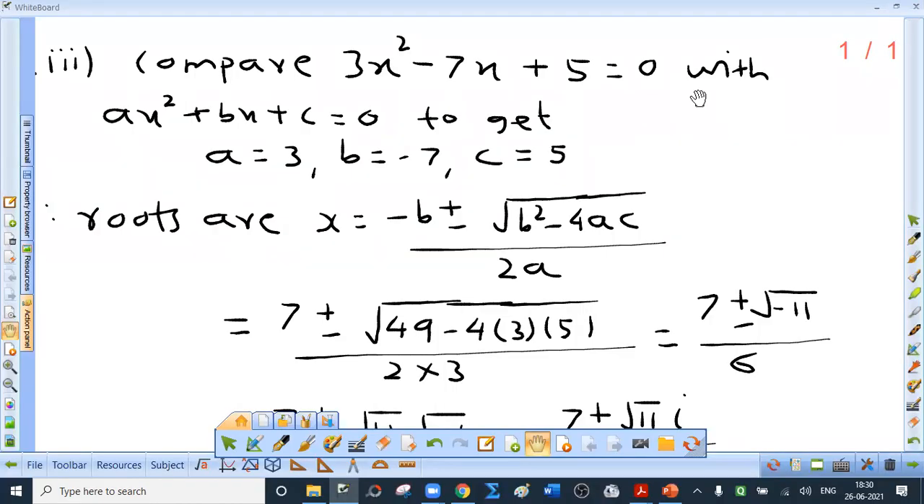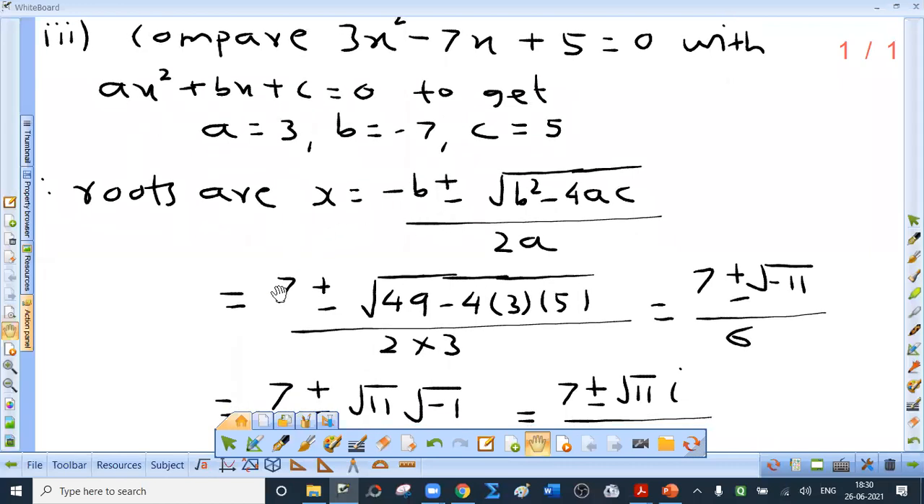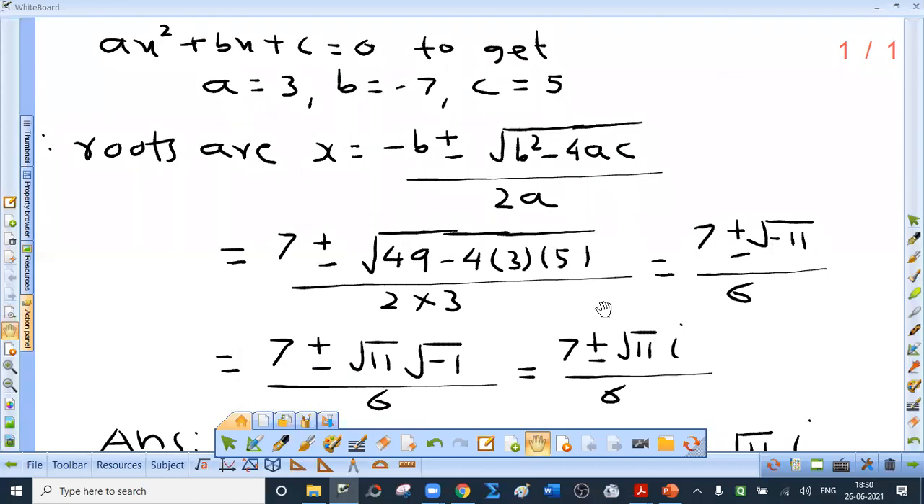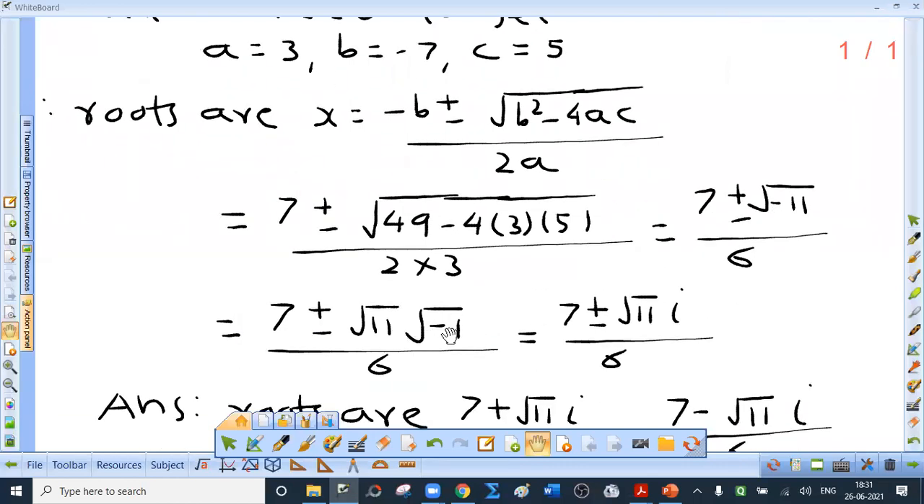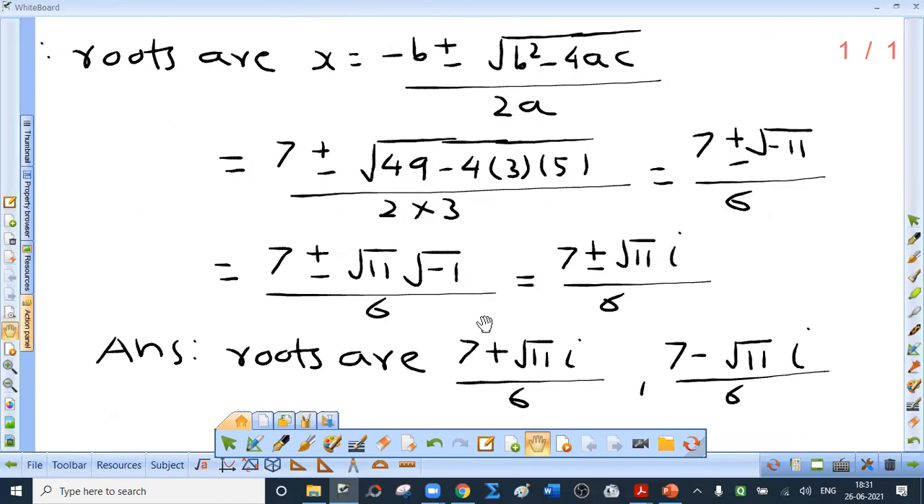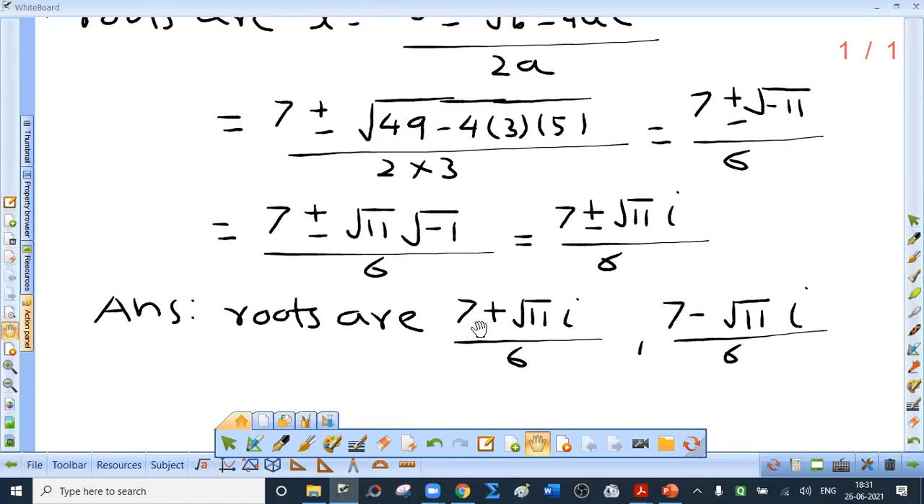Now third one, compare 3x square minus 7x plus 5 equal to 0 with ax square plus bx plus c equal to 0 to get a equal to 3, b equal to minus 7, c equal to 5. So what are the roots? Minus b plus minus root b square minus 4ac upon 2a. b is minus 7, so minus b is 7. I have directly put value of b square. Simplify to get root of minus 11, which is root 11 into root minus 1, which is i. So the separate roots are 7 plus root 11i by 6, 7 minus root 11i upon 6.